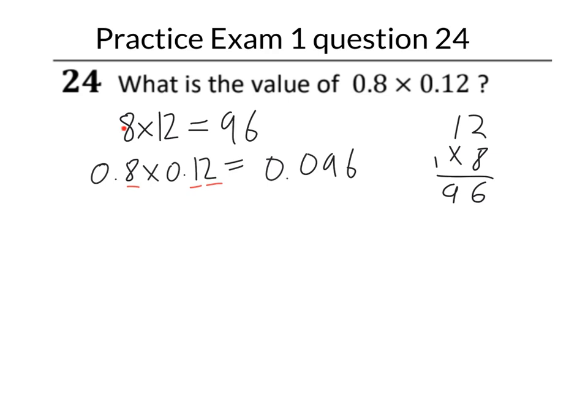Well, the first number has been divided by 10 because it's 1 number after the decimal point. The second number has been divided by 100 because of the 2 numbers after the decimal point. So 10 and 100 gives you 1,000. Dividing by 1,000 is the same as moving it 3 spaces, or having the 3 numbers after the decimal point. So your final answer is 0.096.